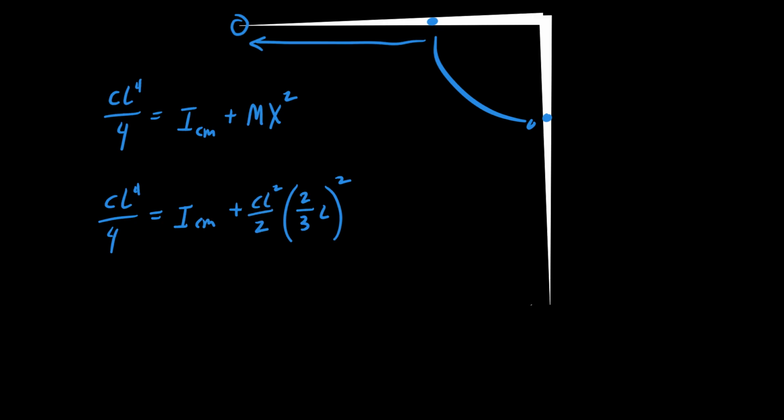There we go. All righty. Now everything's in the right terms. So this is still CL to the fourth over 4 minus, the 2's cancel with one of the 2's, and I get 2/9, 2CL to the fourth over 9.